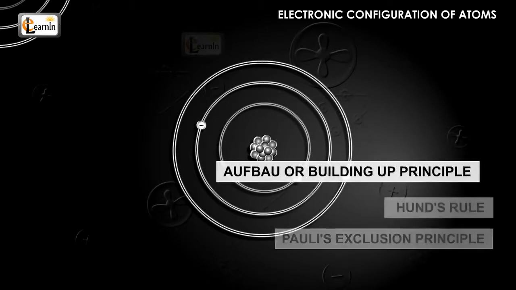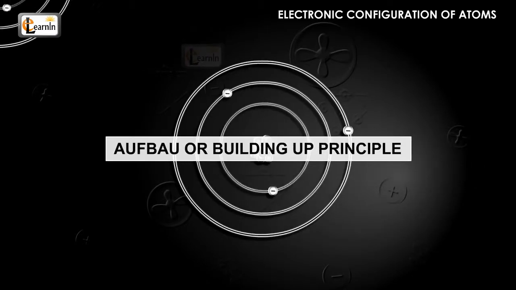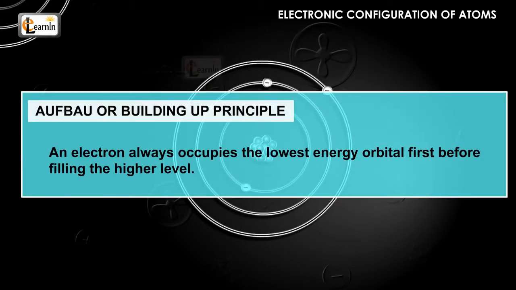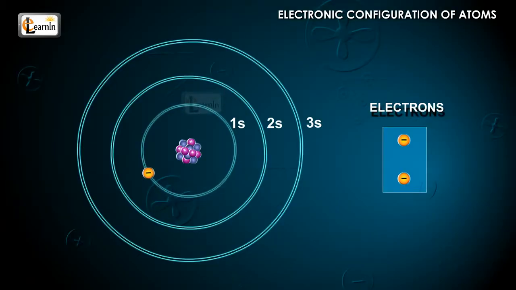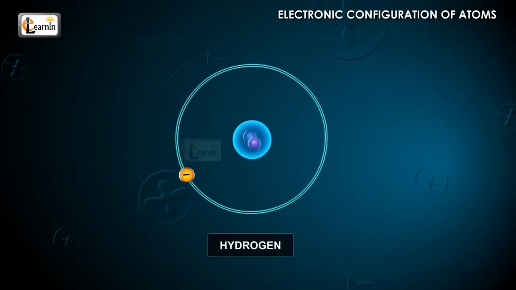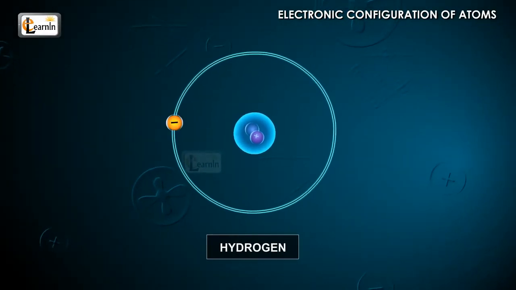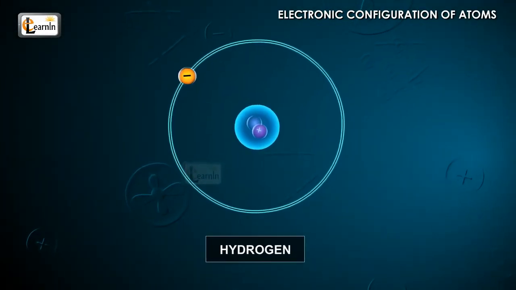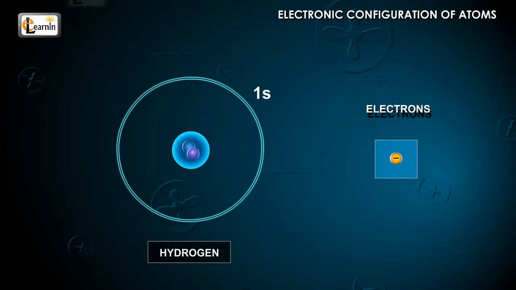Let's start with understanding the Aufbau principle. According to this principle, an electron always occupies the lowest energy orbital first before filling the higher level. For example, an electron always occupies 2s, the lower energy orbital, first, instead of the higher 3s orbital. The Aufbau, or building up principle, can be explained with the example of the hydrogen atom. Hydrogen has one electron. This electron enters the 1s orbital, which has the lowest energy.